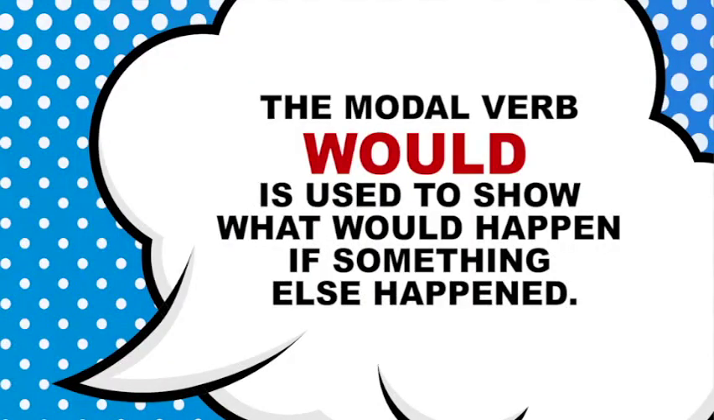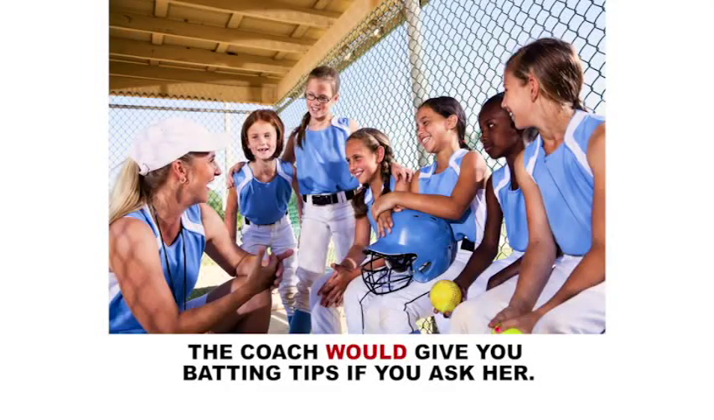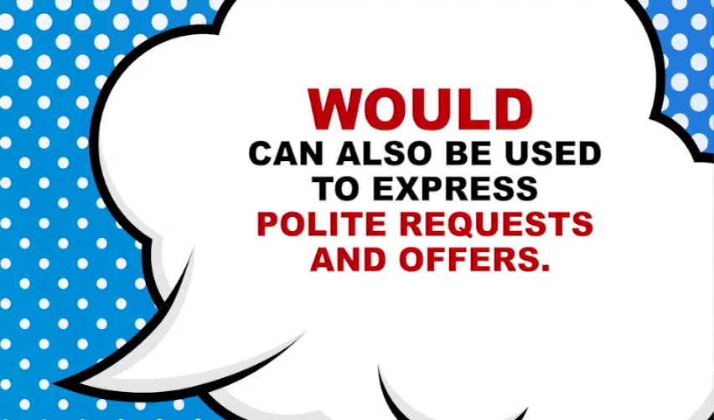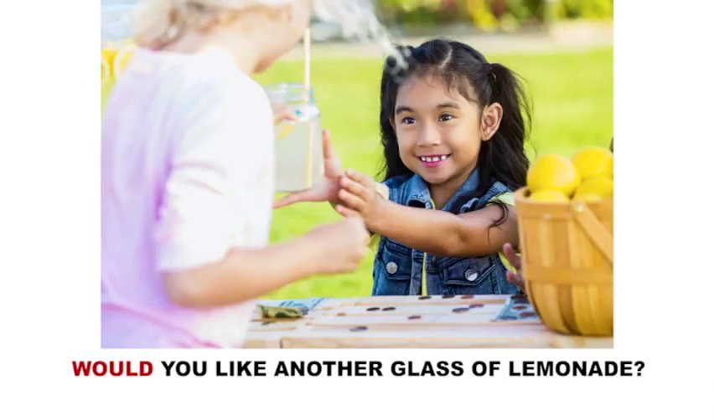The modal verb would is used to show what would happen if something else happened. Let's look at this sentence. The coach would give you batting tips if you ask her. Would can also be used to express polite requests and offers. Would you like another glass of lemonade?